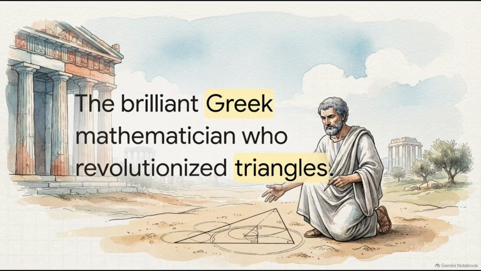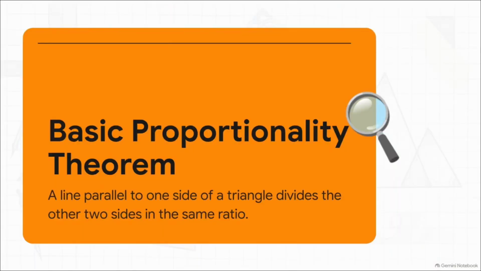And how did he prove it? With a theorem that literally revolutionized geometry. So the crucial point is this thing called the basic proportionality theorem, also widely known as the Thales Theorem. It states that if a line is drawn parallel to one side of a triangle so that it intersects the other two sides, well, those other two sides are divided in the exact same ratio.